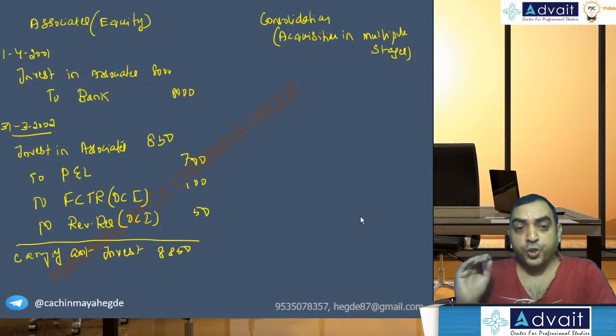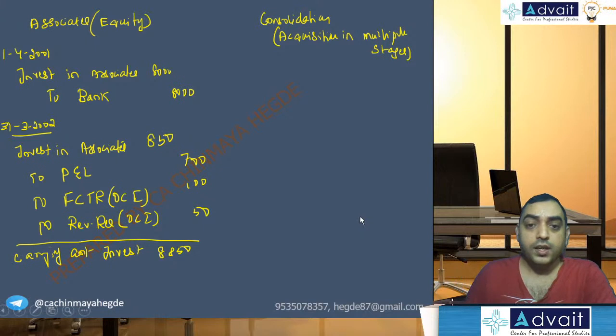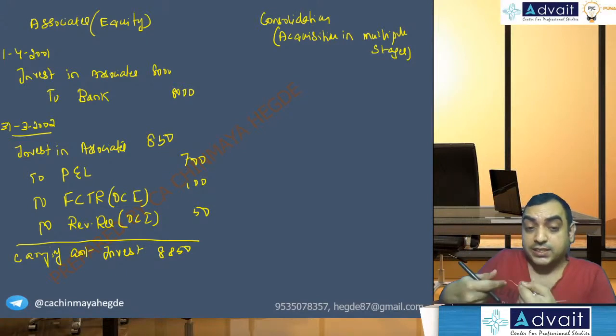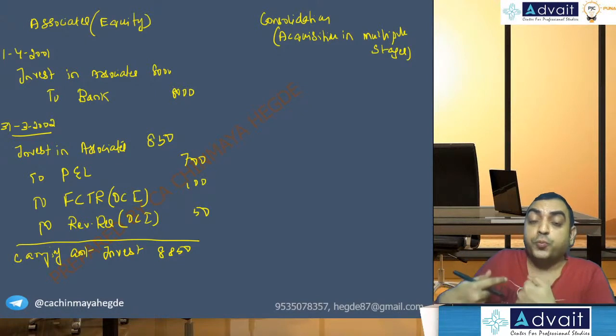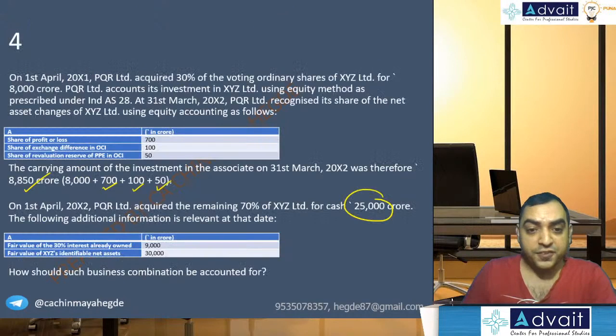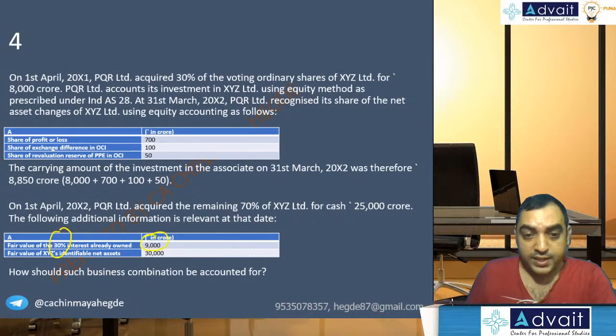Okay, so hope you got it, equity method. Now let's come to consolidation. What is consolidation? I told you earlier, when you acquire in multiple stages, the previously acquired investment should be reassessed at fair value. For that purpose, what is the fair value they have given? The fair value they have given of the 30% owned is 9,000.